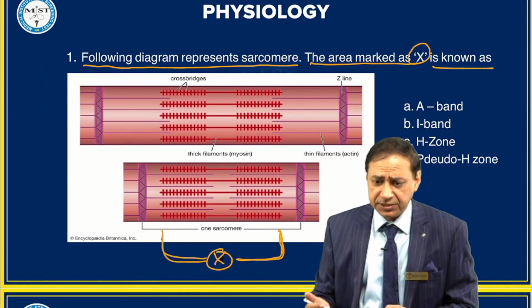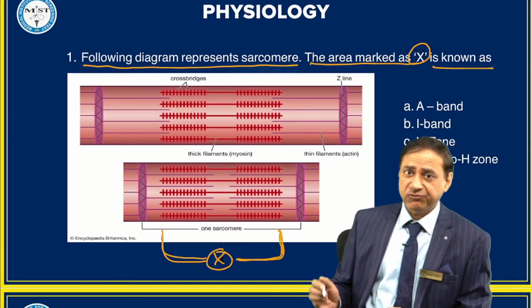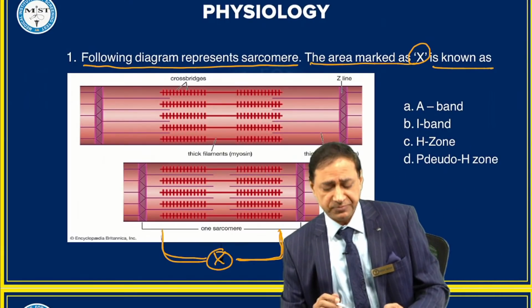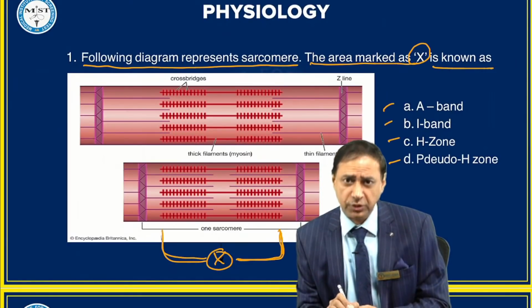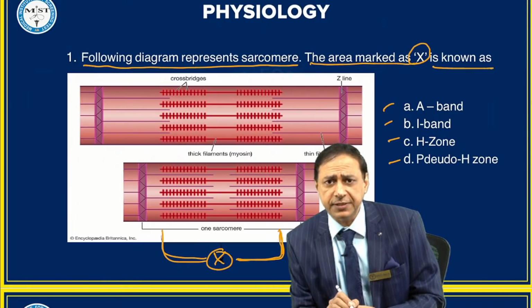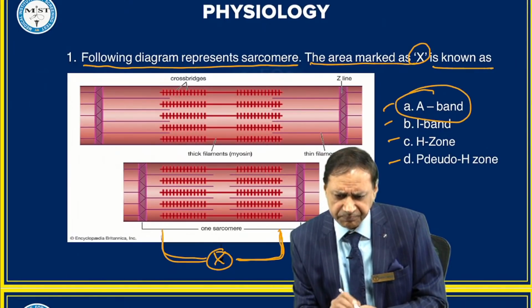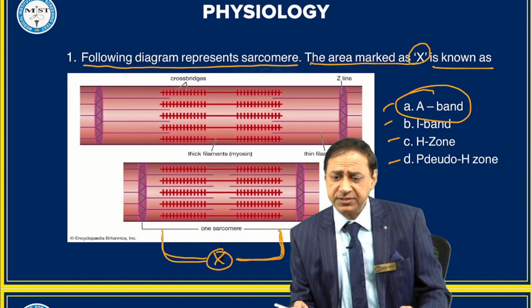What is this known as? Four choices: A band, I band, H zone, pseudo H zone. What is this area known as? This area is known as A band.